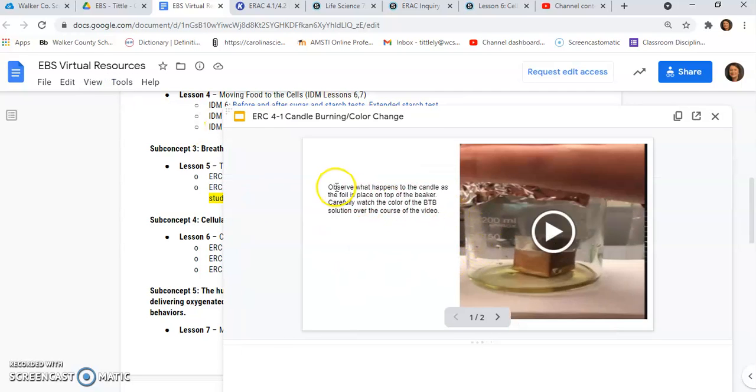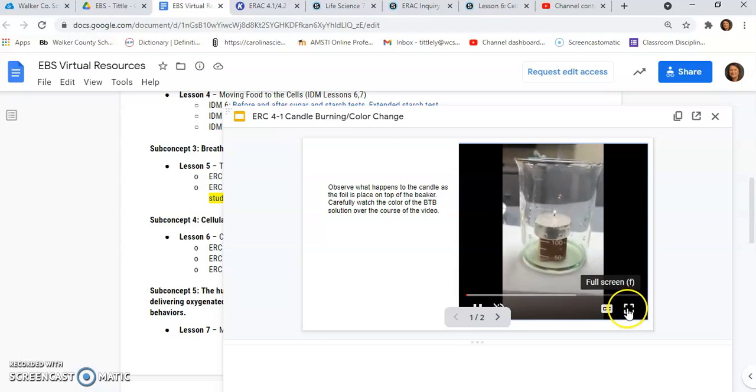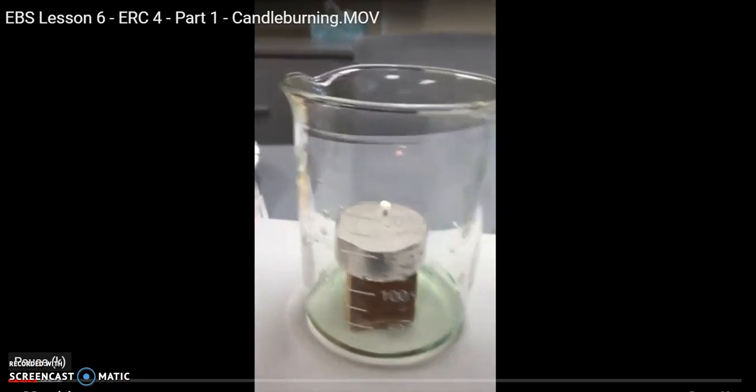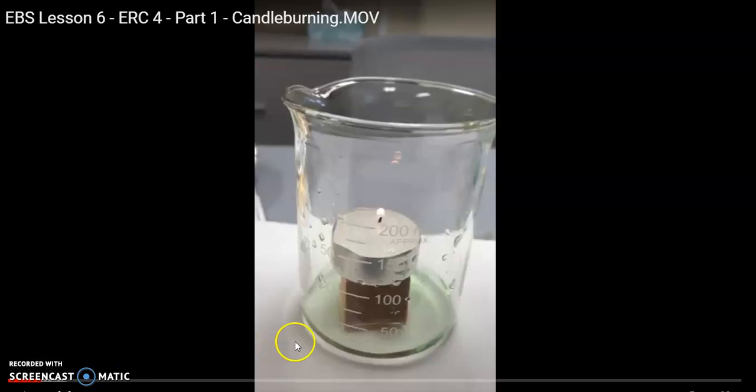Okay, here we see that it says to observe what happens to the candle as the foil is placed on top of the beaker. Carefully watch the color of the bromthymol blue solution over the course of the video. Okay, so we're going to watch this video clip and I'll describe some things as we go. I'm going to pause for a second. Here in this video clip, we see the setup from our lab. We have a beaker. Inside the beaker, we have a little wooden block that has a tea candle sitting on top of it, and we have lit the tea candle.